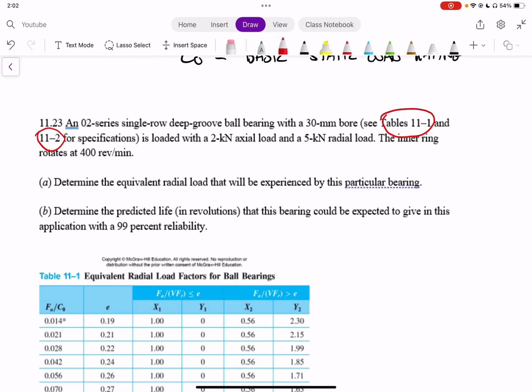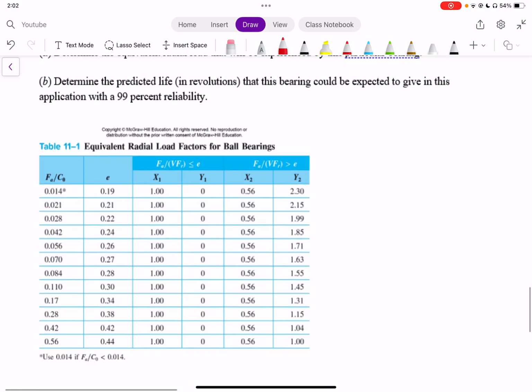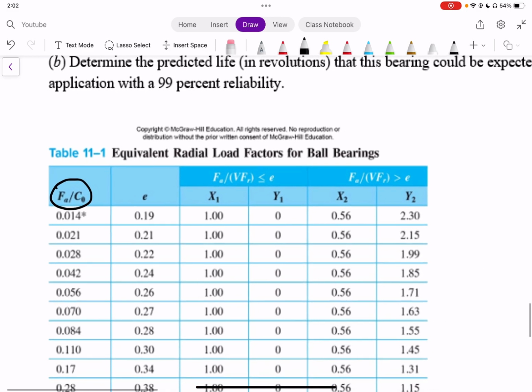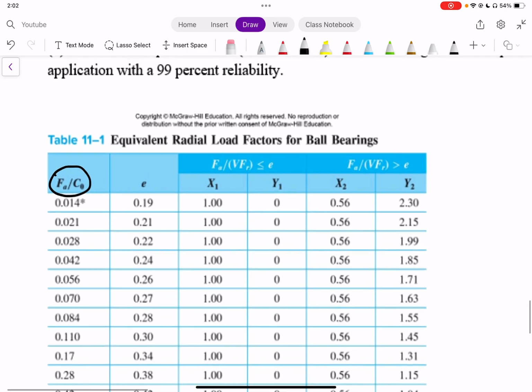So let's start with determining the equivalent load. We're also given table 11.1. Table 11.1 says this is the equivalent radial load factors for ball bearings. And we have these different terms in this chart. So we have FA over C0. Okay, C0 we'll talk about in a second, but it's a value that can be found for a bearing. We have the value of E, which is our threshold for switching depending on whether FA over VFR is less than E or more than E. And then we have some values for less than E, and greater than E.